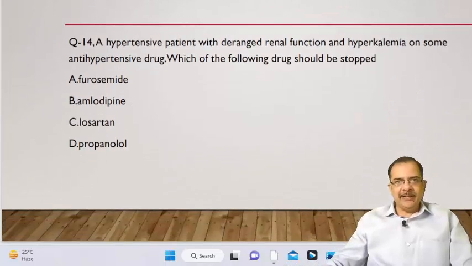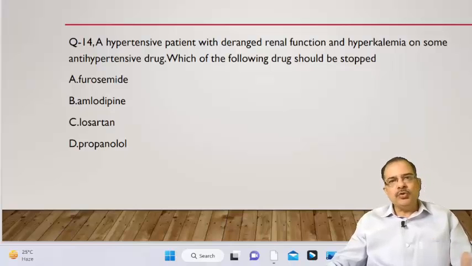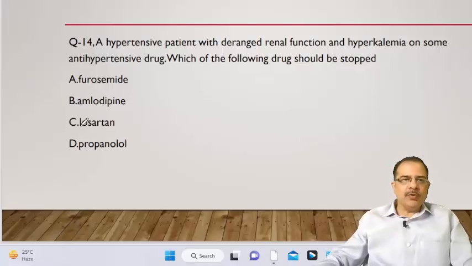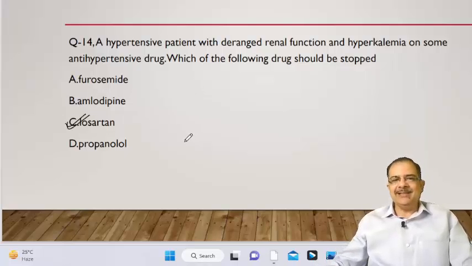Hypertensive patient with a deranged kidney function test, hyperkalemia on antihypertensive drug. Which drug should be stopped? Or the other way around, which drug should not be given? The drug which can cause high potassium out of all these is ARBs, that is losartan. That should not be given here.